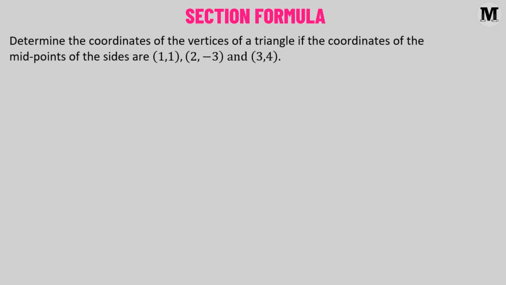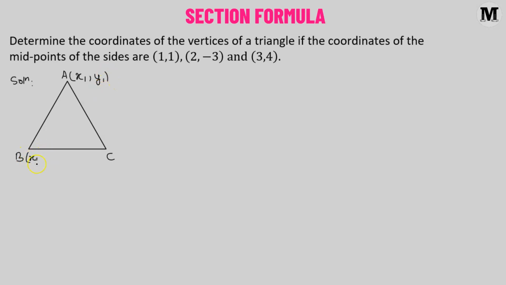We need to determine the coordinates of the vertices of a triangle if the coordinates of the midpoints of its sides are given to us. So let us begin. We will consider a triangle ABC and we need to obtain the coordinates of each of the vertices. So we will consider that the coordinates of vertex A, let it be x1, y1.